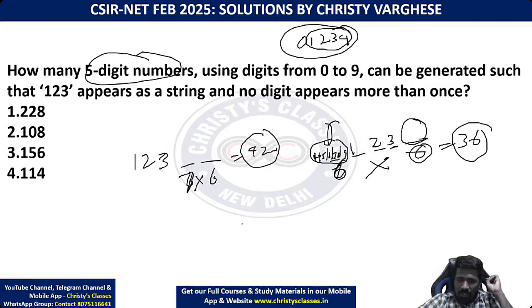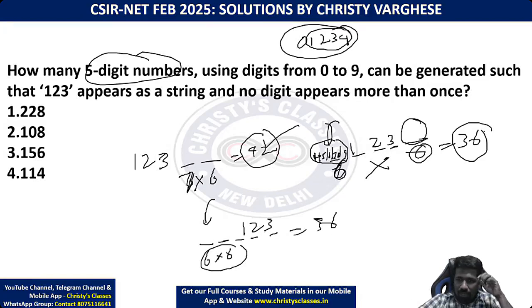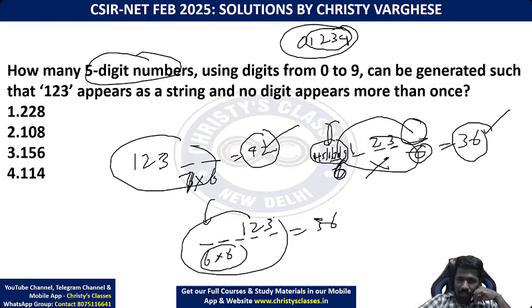Any other possibility? Yeah, 1, 2, 3 can be at the right end. That means what is possible for these two numbers? 6 into 6 only, because here 0 is not possible. So 6 into 6, total 36 possibilities. This is being done because of the fundamental principle of counting. So now the addition rule of the fundamental principle of counting. This works, this works, this works. So total outcomes are 42 plus 36 plus 36.